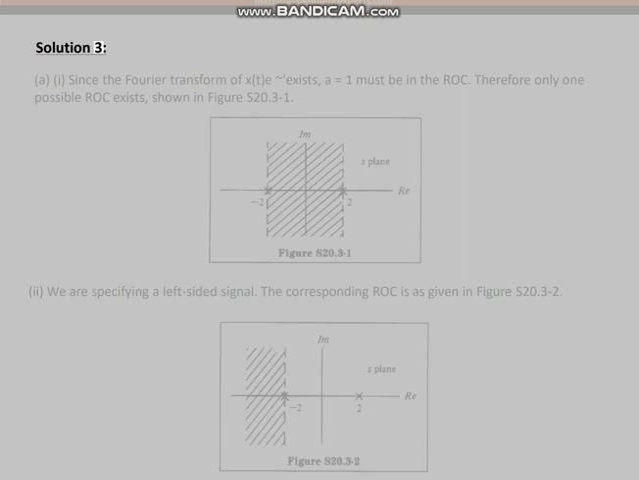Solution 3. 1. Since the Fourier transform of x(t) exists, a equals 1 must be in the ROC. Therefore only one possible ROC exists, shown in figure S20.3-1. 2. We are specifying a left-sided signal. The corresponding ROC is as given in figure S20.3-2.